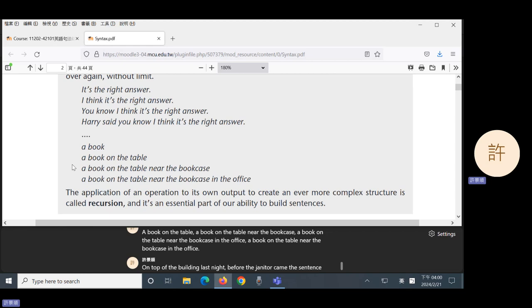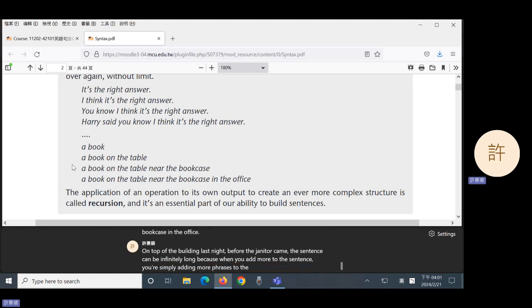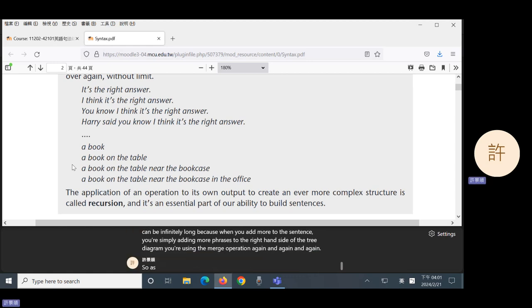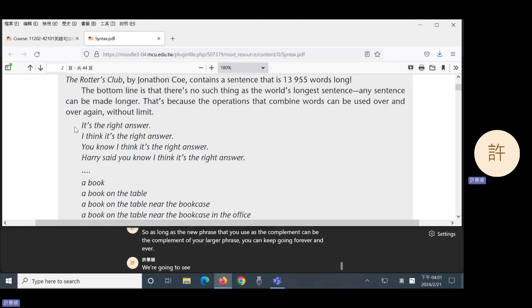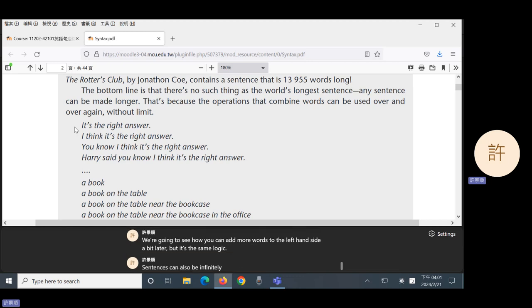The sentence can be infinitely long because when you add more to the sentence, you're simply adding more phrases to the right-hand side of the tree diagram. You're using the merge operation again and again and again. So as long as the new phrase that you use as the complement can be the complement of your larger phrase, you can keep going forever and ever. We're going to see how you can add more words to the left-hand side a bit later, but it's the same logic.